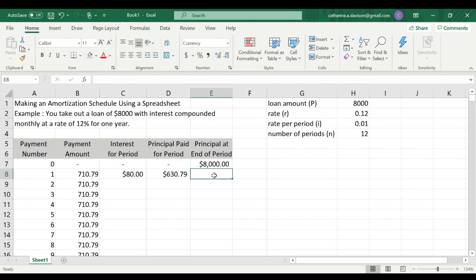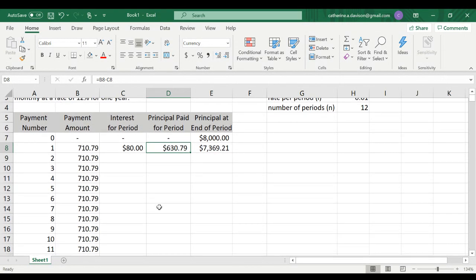And now to get the principal at the end of the period, we take the principal from the period before, and then we subtract the principal paid during that period. So I want you to notice for all of these, I'm doing an equal sign to turn it into a formula, and then I'm clicking on the cell that I want to designate that amount. So the principal at the end of the first payment period, or the first month, is $7,369 because $630 of the principal has been paid off.